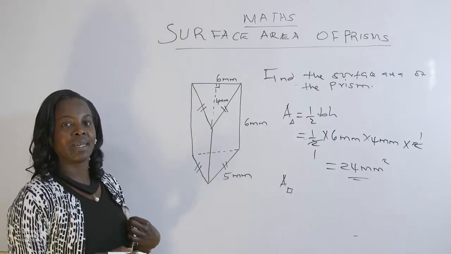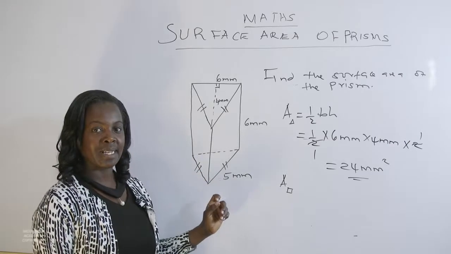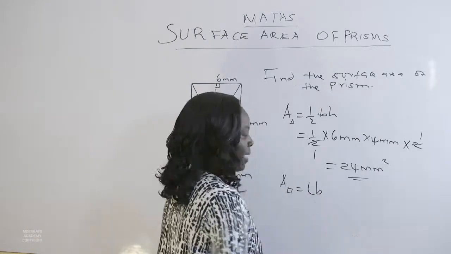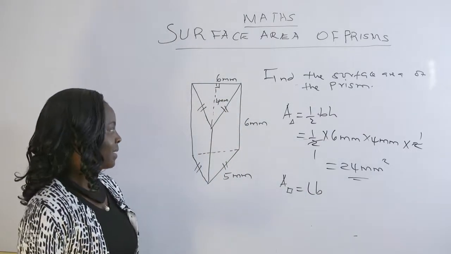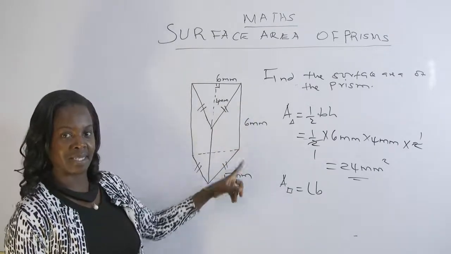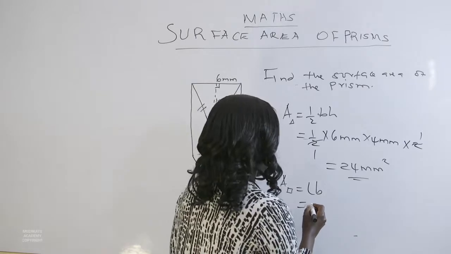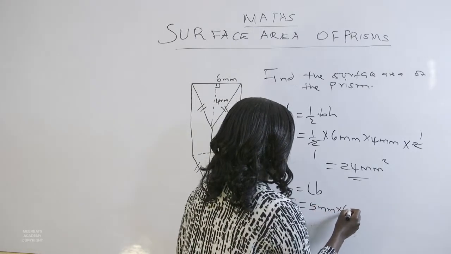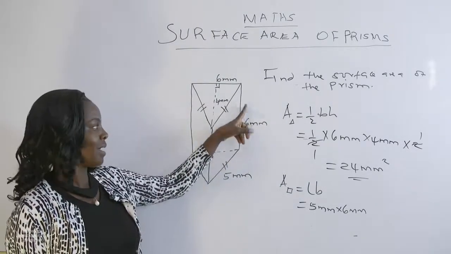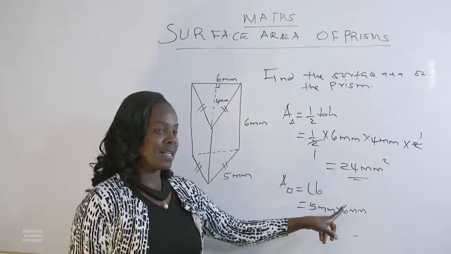Let's calculate now the area of the rectangles. Area of a rectangle, which formula do we use? Length times the base. Yes. So we have the rectangle, length times the base. Which is the length and which is the base? Five millimeters. The rectangle is measuring 5 millimeters by 6 millimeters. Substituting into our formula, we say 5 times 6.